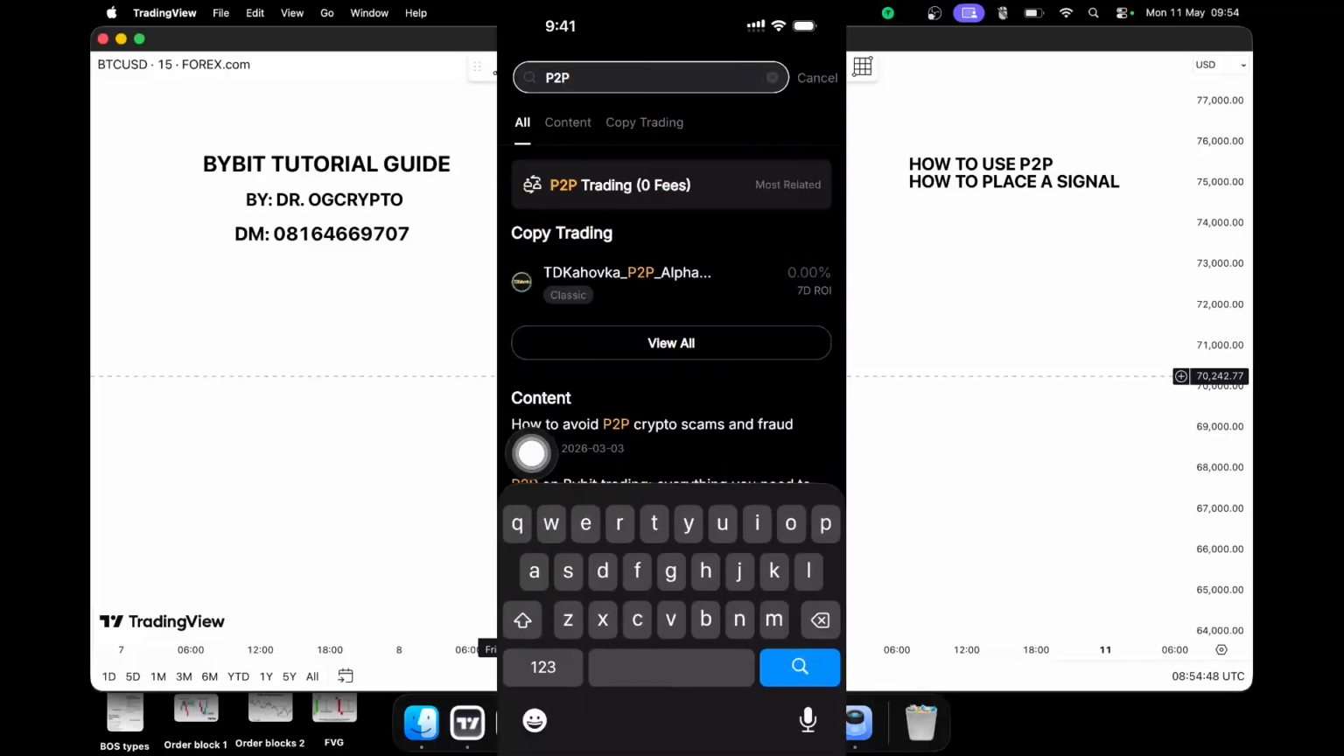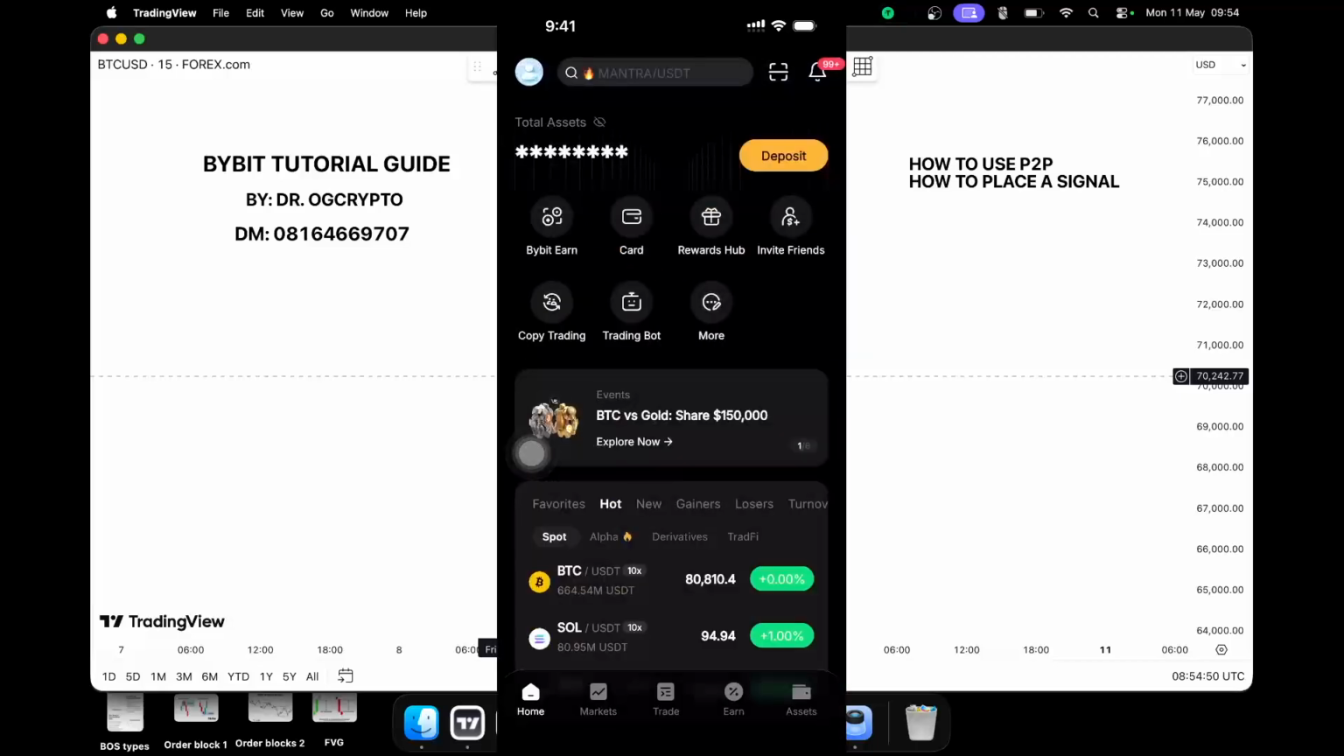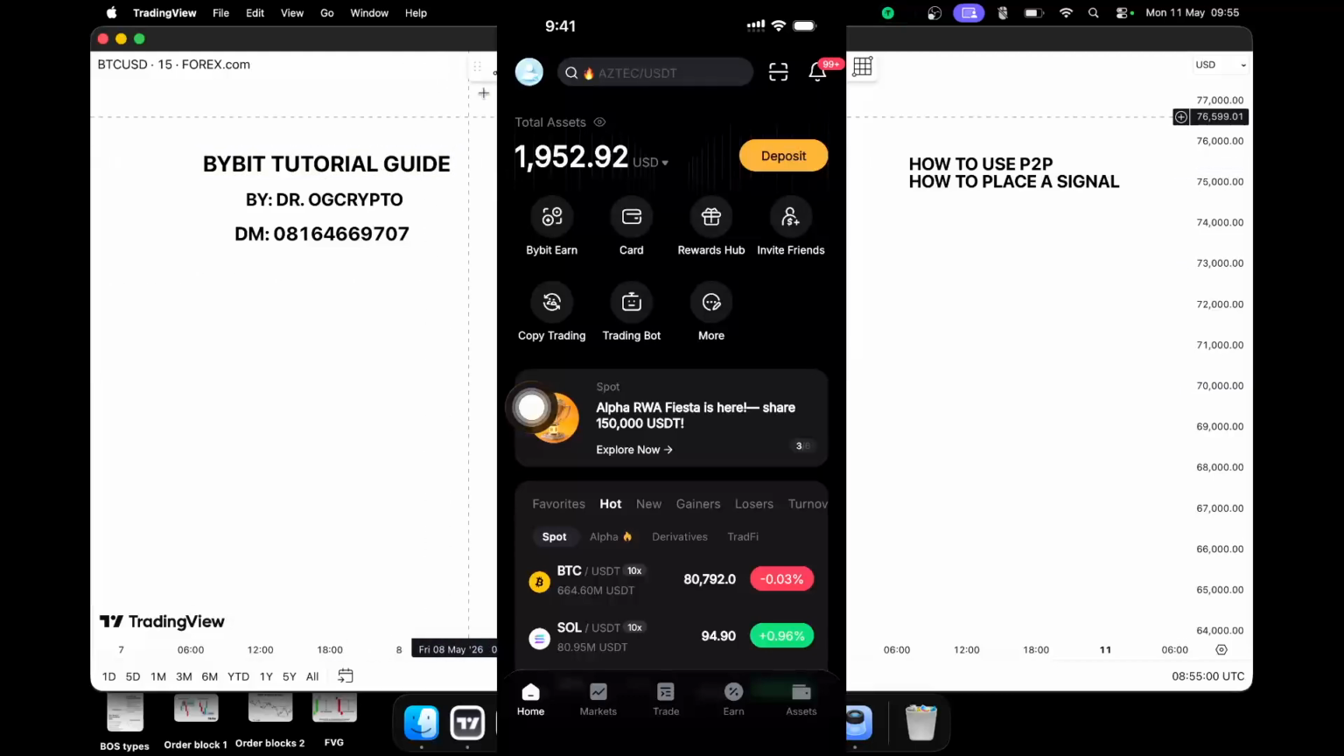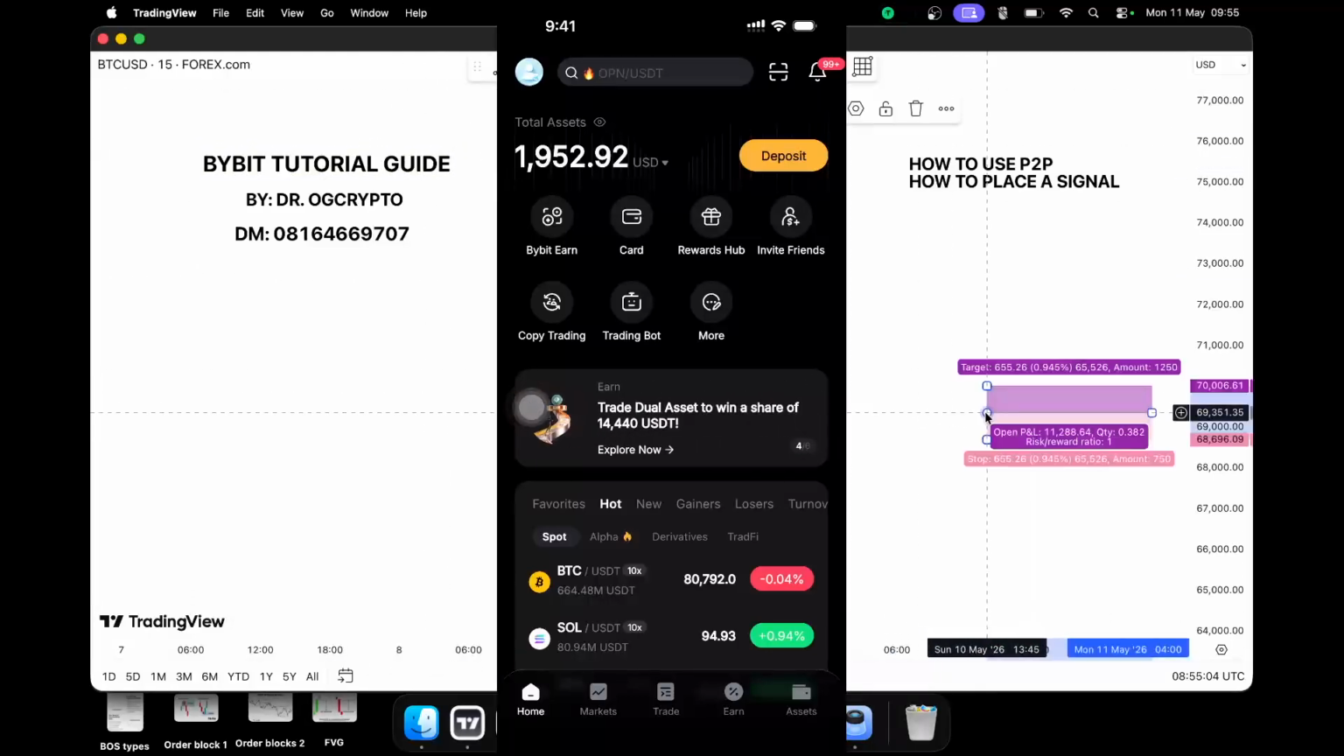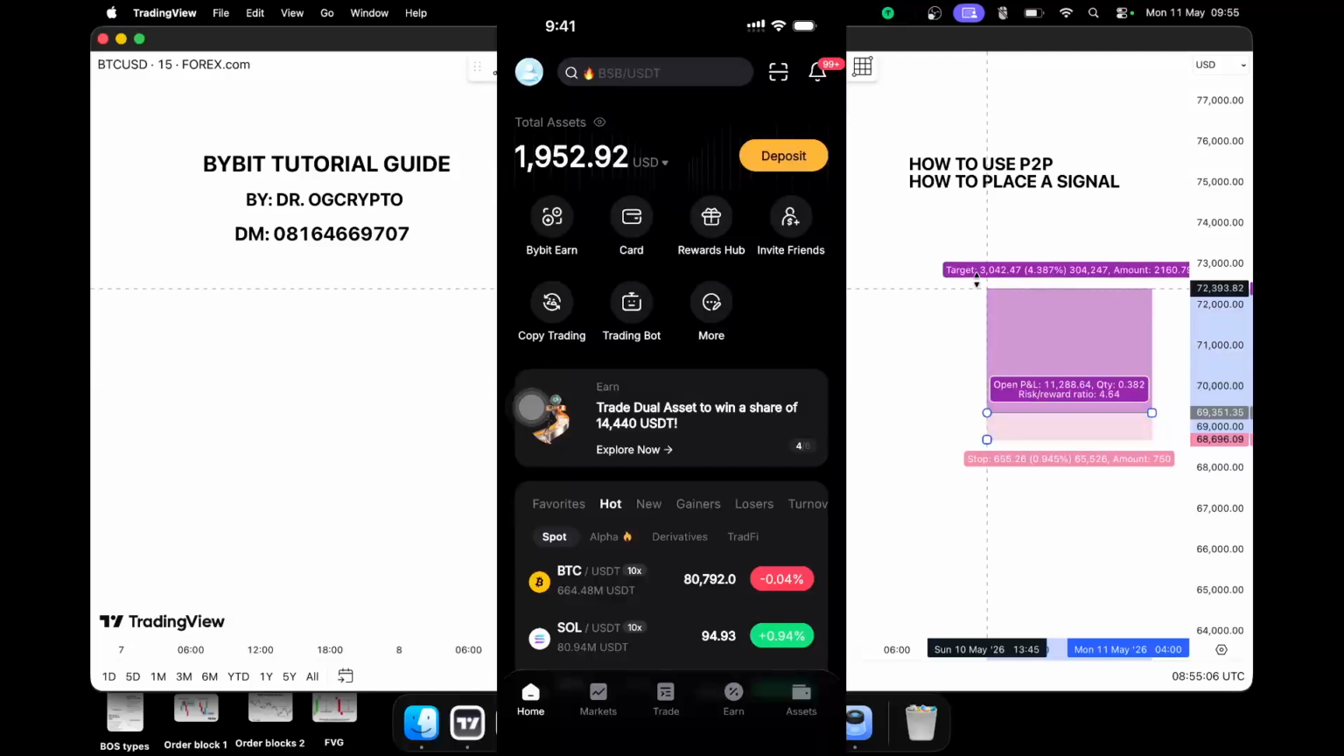So that is how you can go about funding your account. Let's say I funded my account now. The next thing is what? Let's say I've been given a signal that okay, long Bitcoin USDT. So long Bitcoin. Look at now. They tell me that I should long Bitcoin.